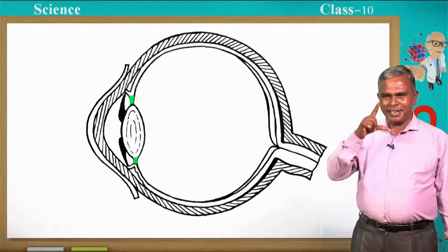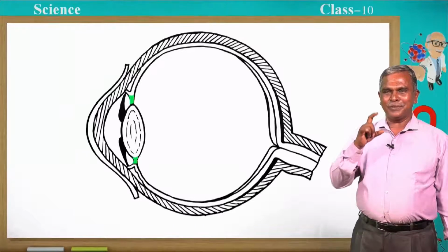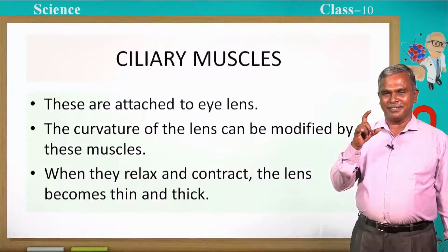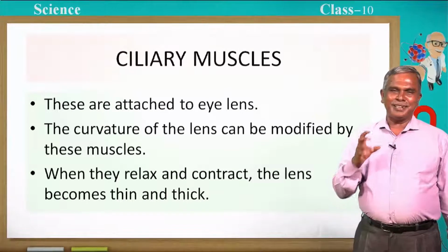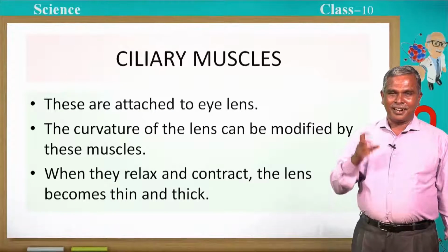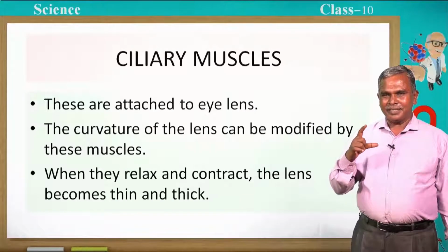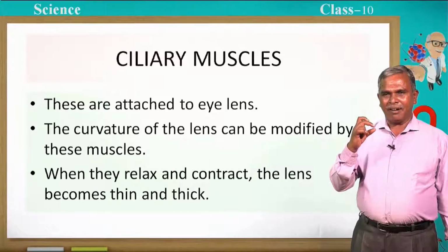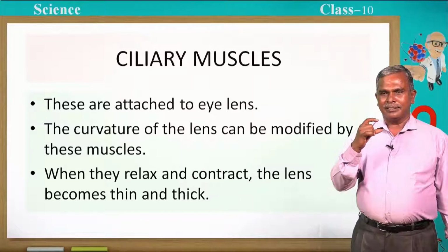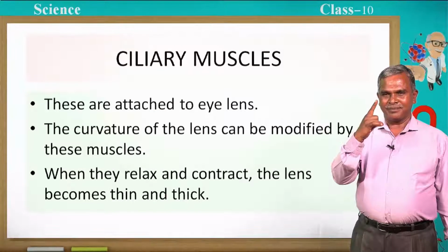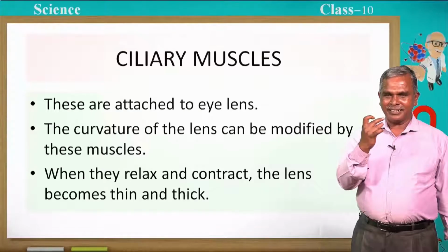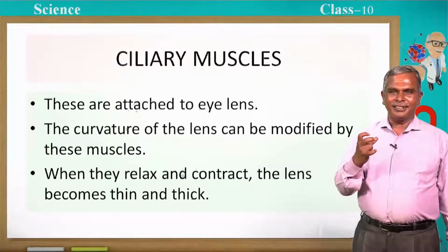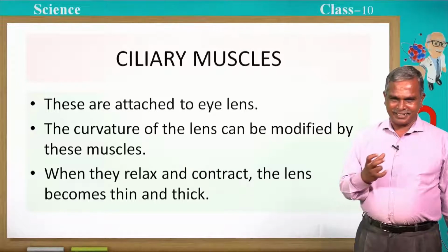Now, on either edge of the lens, you can see some muscles. These muscles are called the ciliary muscles. These ciliary muscles control the focal length of the eye lens. If the ciliary muscles relax, the focal length increases. If the ciliary muscles contract, the curvature becomes more and the focal length of the lens decreases.